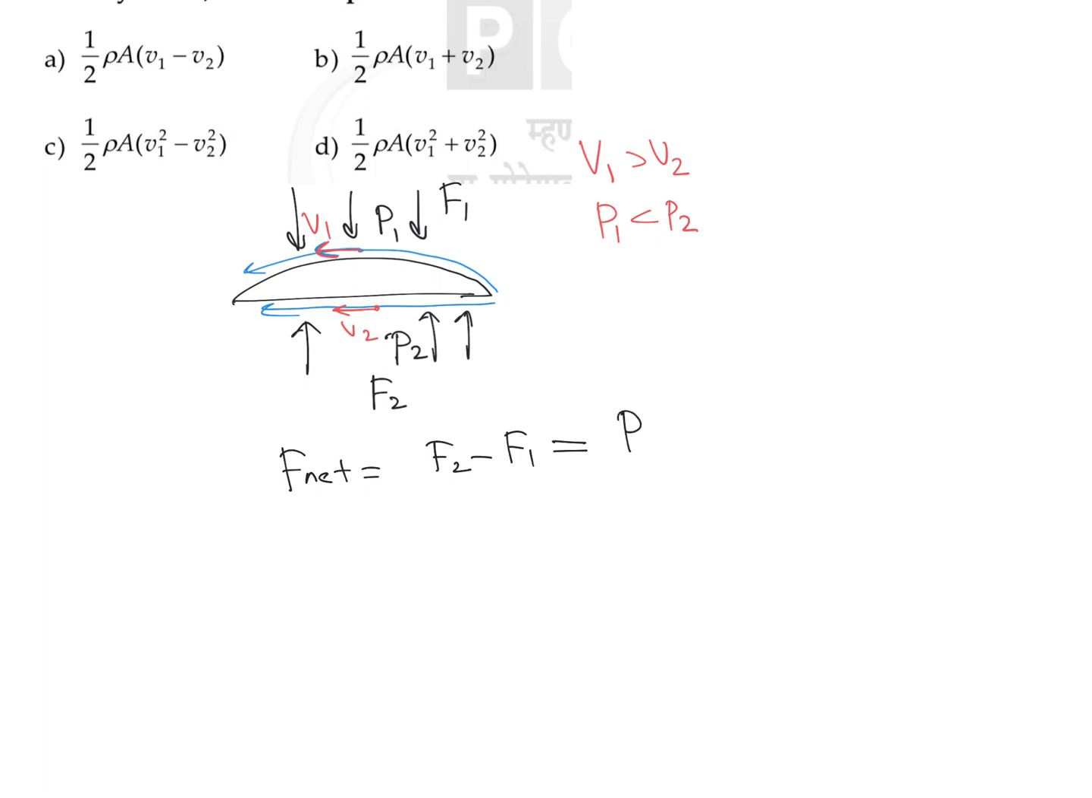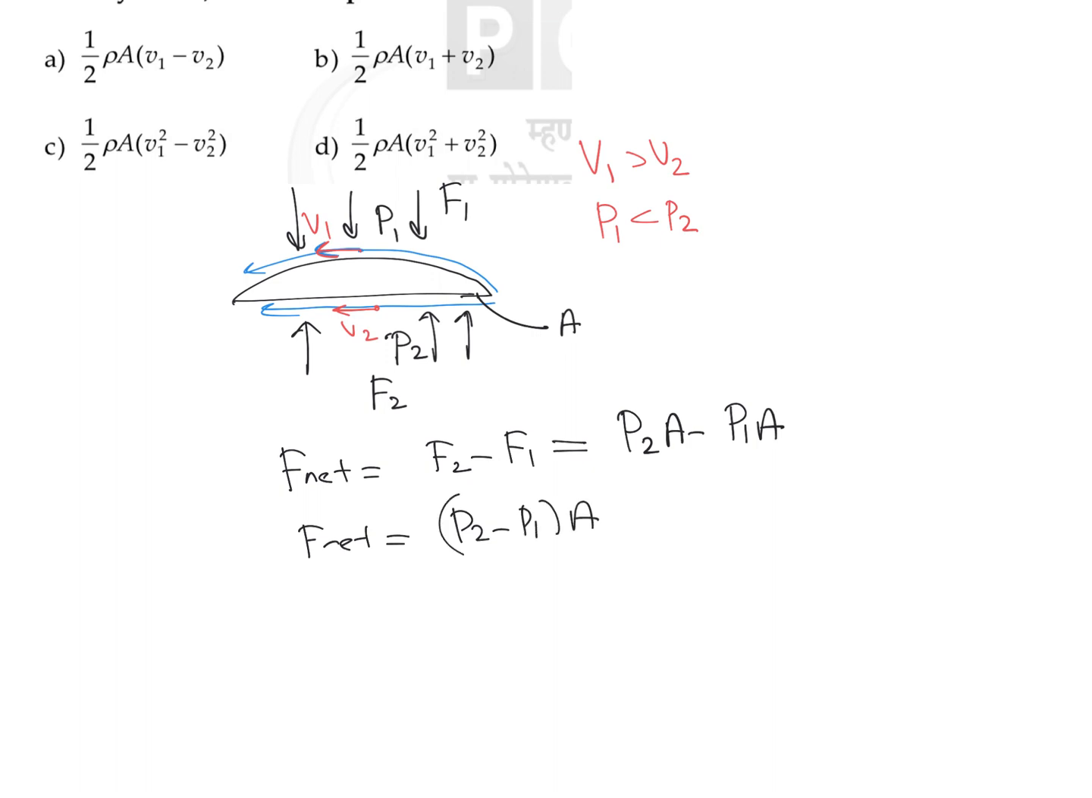And force we can take as pressure into area. Let's say the cross-sectional area over here is A. You should not take the curved surface area for calculation. We need to observe an area which is perpendicular to the force, so we can take it as the cross-sectional area A. That will be the same for both the surfaces. So we can write P2 into A minus P1 into A, so the net force will be equal to (P2 minus P1) into A.